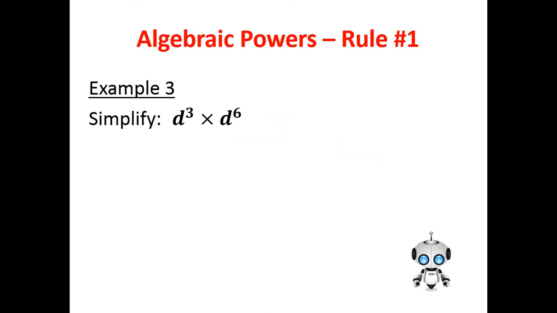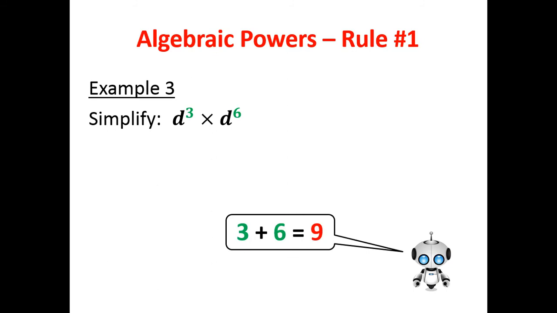Right, example 3. Simplify d cubed times d to the power of 6. Well, our quick way says to take the two powers and add them to get 9, so our final answer is d to the power of 9.